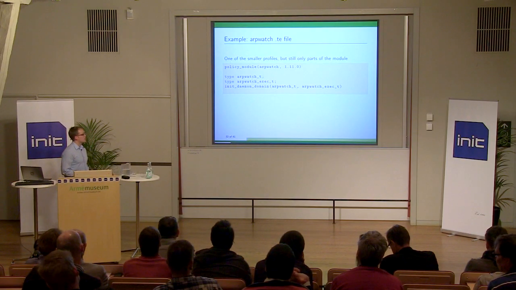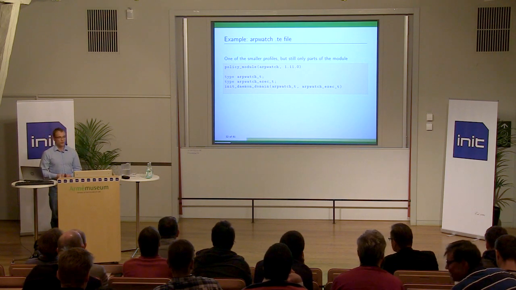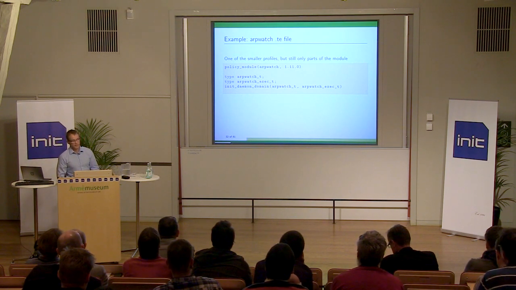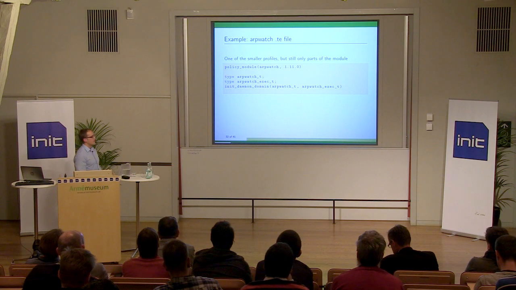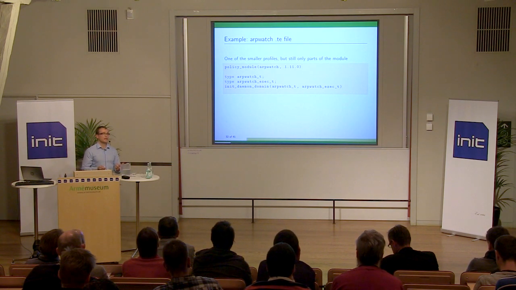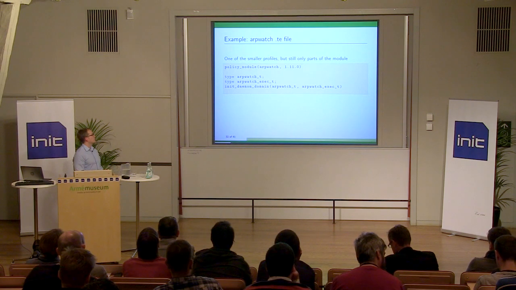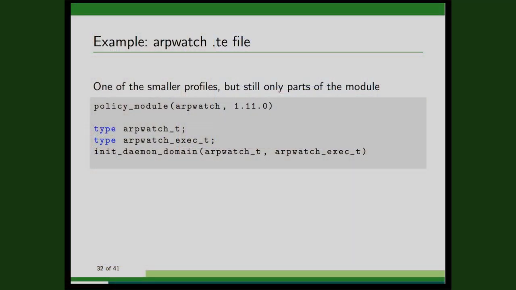Next, we use the type keyword we already saw to create 2 types that we use. And in this case, we create a type AppWatch and another type AppWatch_exec. AppWatch will be the domain type for our process. And AppWatch_exec will be the type that we use for the binary to transition to this domain type. Next, we call the interface init_daemon_domain to say if our init system uses this binary, we will end up in this domain.